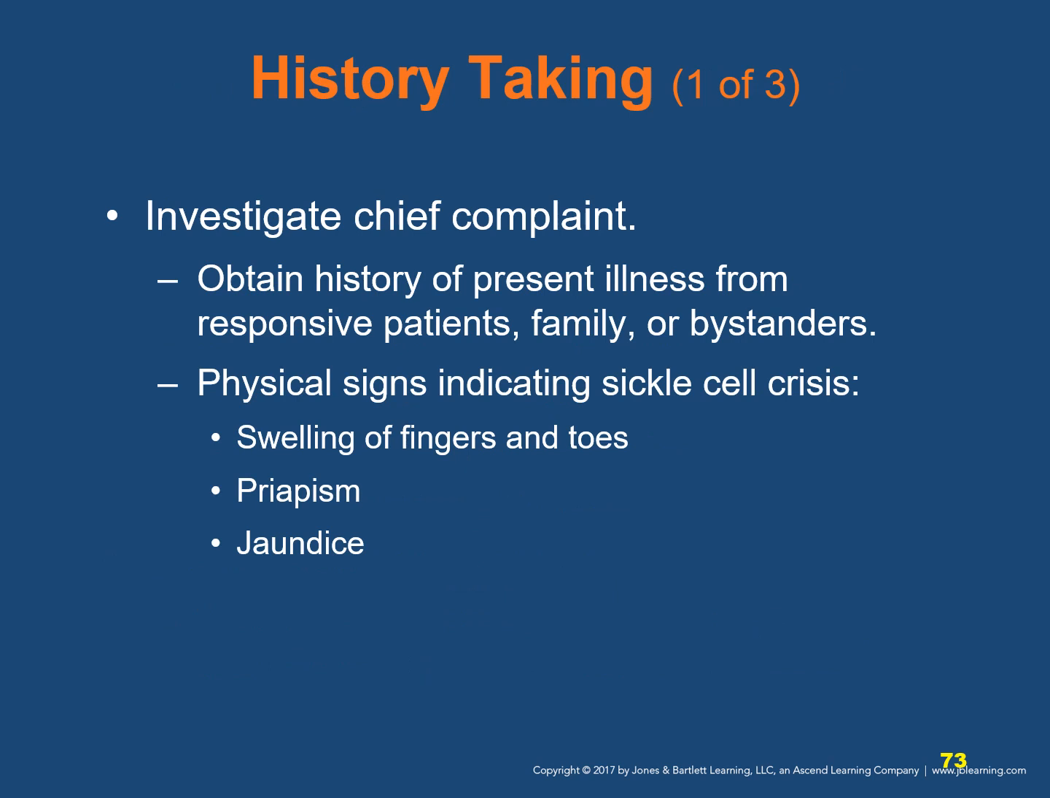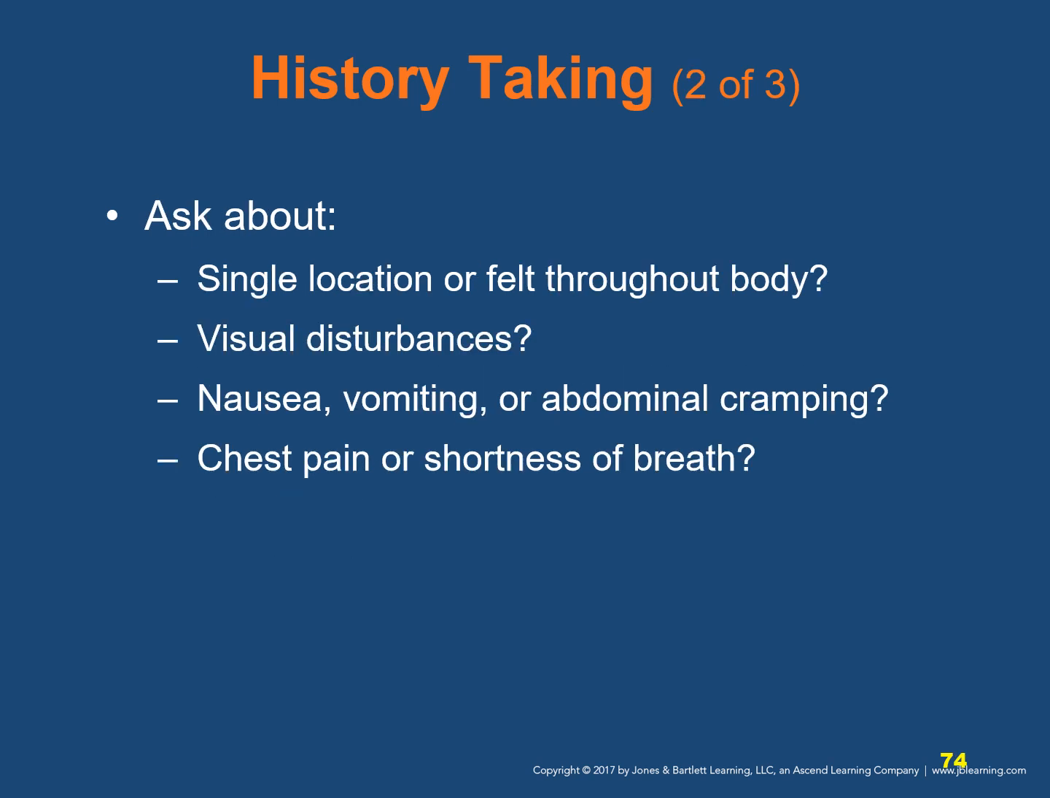History taking. Investigate the chief complaint. Obtain a history of the present illness from responsive patients, family, or bystanders. Be alert for physical signs indicating sickle cell crisis, like swelling of the fingers and toes, priapism, jaundice. You should also ask the following questions. Is the pain isolated to a single location or felt throughout the body? Is the patient having visual disturbance? Is the patient experiencing nausea, vomiting, or abdominal cramping? Is the patient experiencing chest pain or shortness of breath?